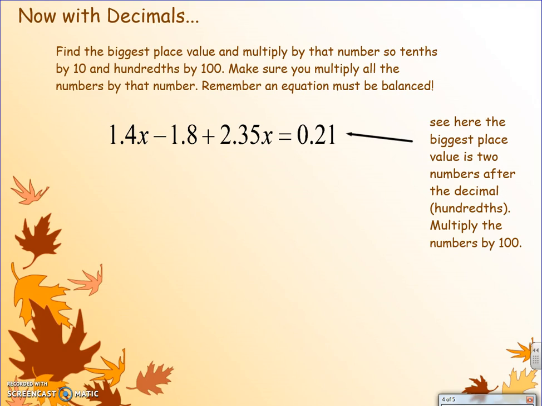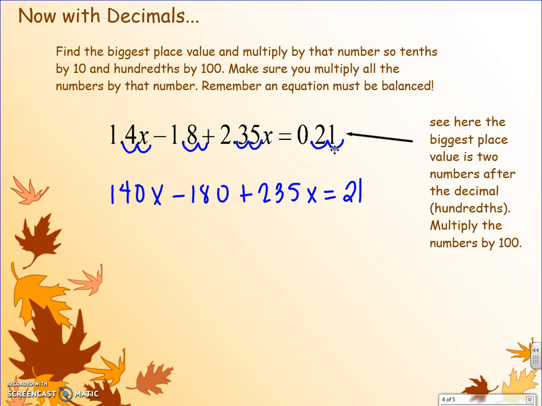You want to get rid of the decimal. So in order to get rid of the decimal, you move it over the amount of times that it would take to get rid of all the decimals. So in this problem, 2.35 and 0.21 are the ones with the most numbers after the decimals. They have 2 numbers. So I want to multiply everything by 100, or move the decimal over twice to be able to get rid of those decimals. But I have to do it on every single number. And again, just like the one that we just did, if there's a parentheses, you don't do it on the numbers inside the parentheses. So I end up with 140x minus 180 plus 235x equals 21.